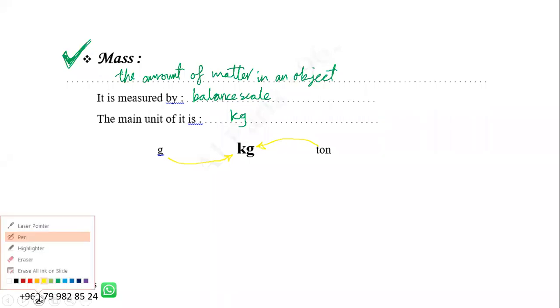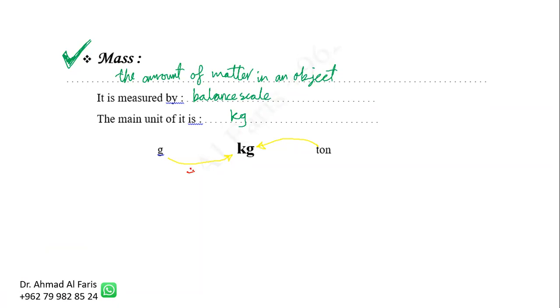Now, to convert from grams to kilograms, you will divide by how much? Yes, thank you, you divide by 1,000. For example, if I have 1,000 grams, that means 1 kilogram. If we have 200 grams, that means 0.2 kilogram, okay? And to convert from tons to kilograms, we multiply by 1,000, okay? Right, guys?